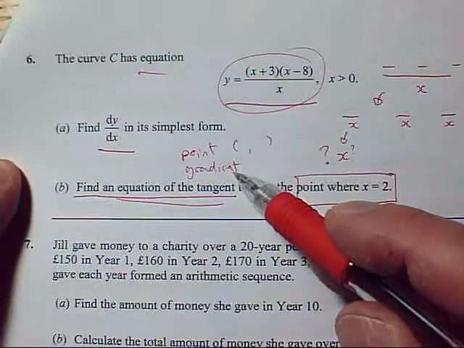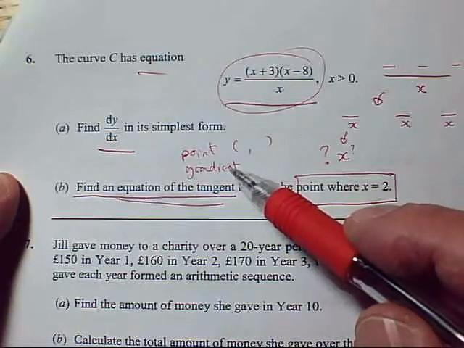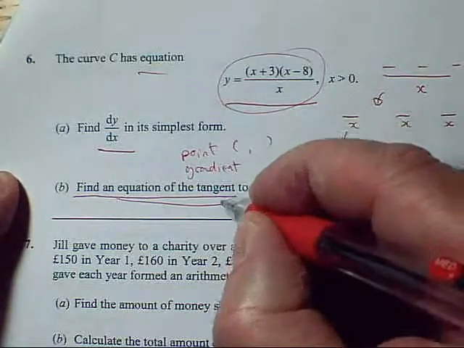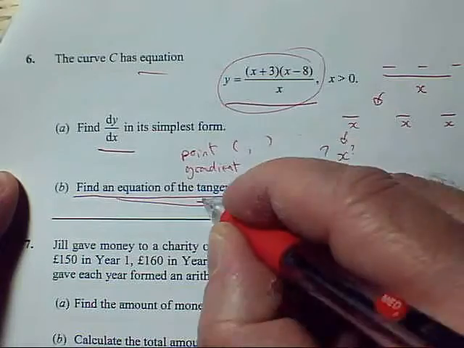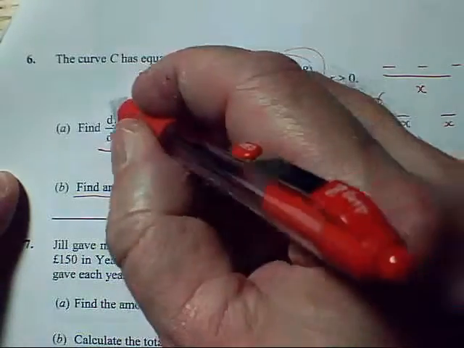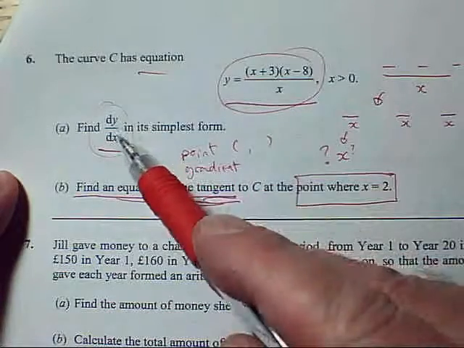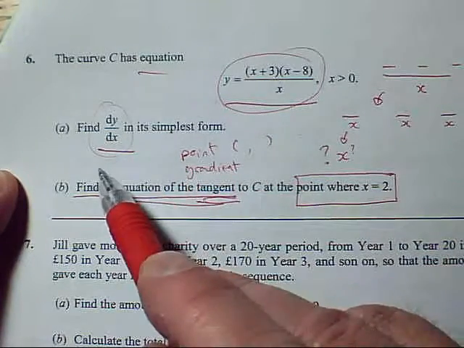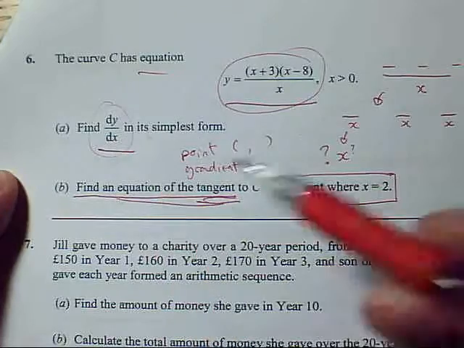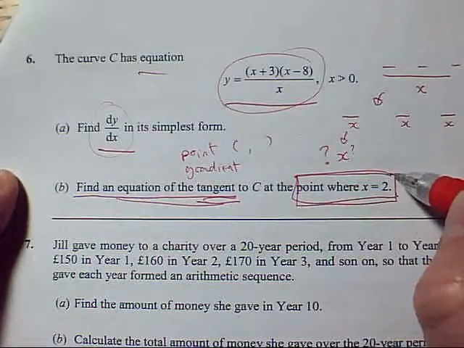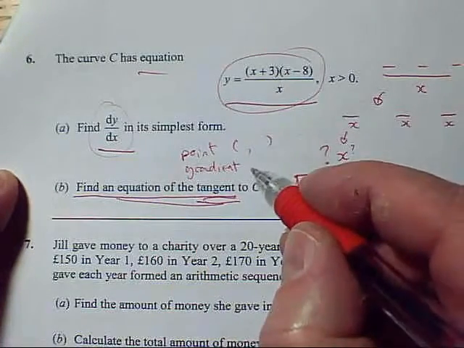Where does a gradient come from? Well, normally speaking, you have 3 methods for gradient, okay? But for a tangent or a normal, it's always dy by dx, and it's a bit of a giveaway. Dy by dx has been worked out. So your gradient is dy by dx, but of course we need it as a number. So your answer to part A will have x's in, but look, you've got an x value you can plug in. So you'll get the gradient using that x value.